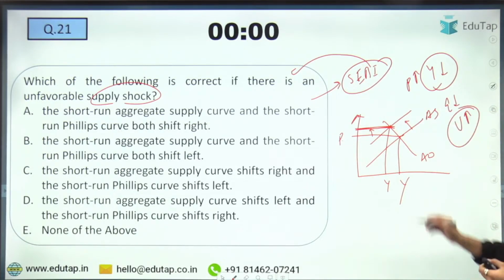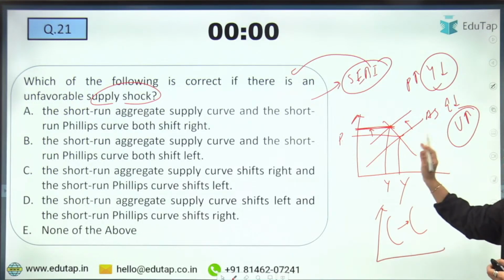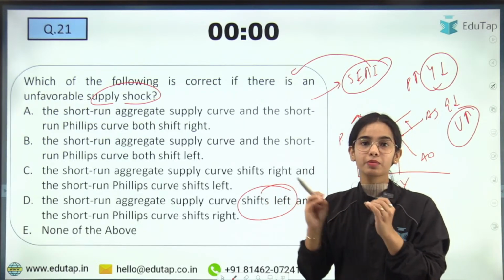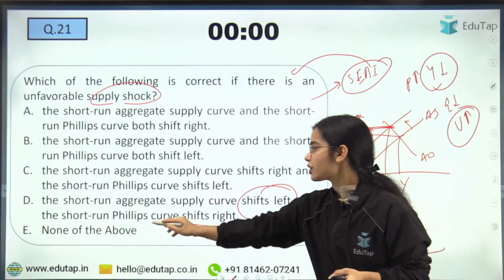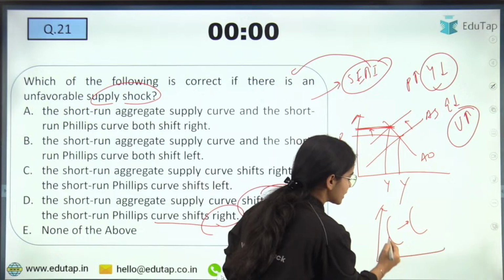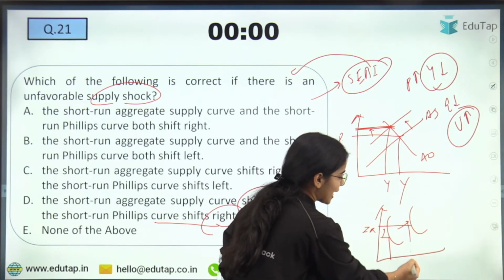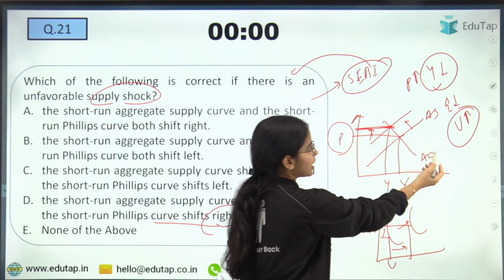So what is happening here? That the Phillips curve will shift rightwards. So whenever the aggregate supply curve is shifting leftwards with the unfavorable supply shock, the Phillips curve will shift rightwards. Okay. Because what is happening, that the prices are increasing, the inflation rate is increasing, and the unemployment is also increasing.